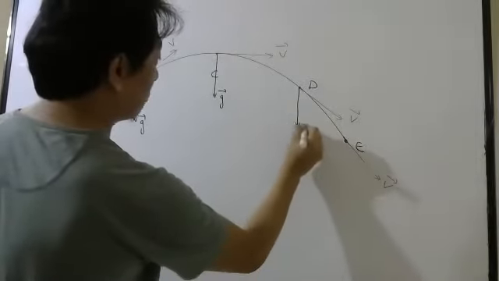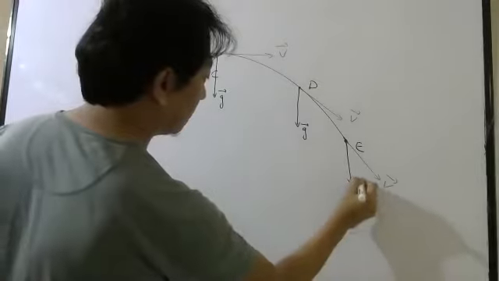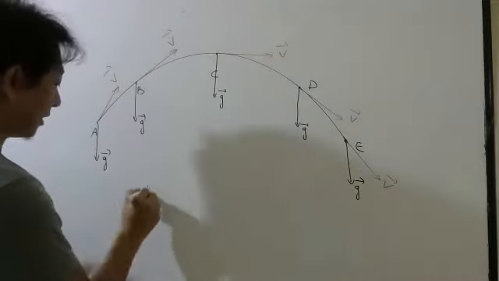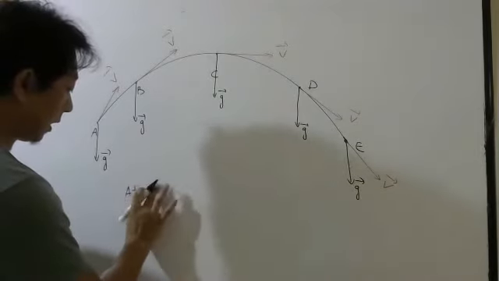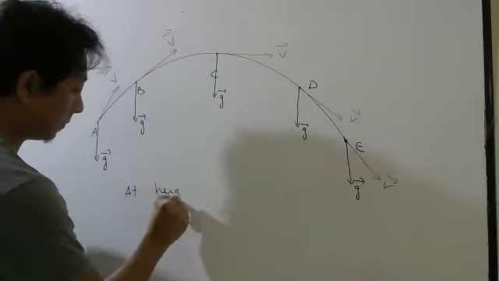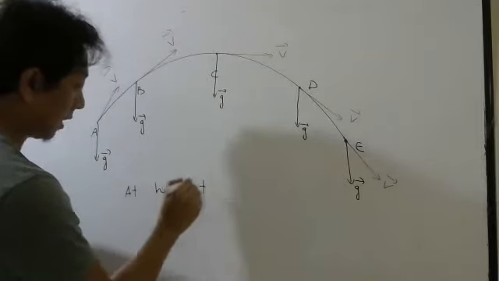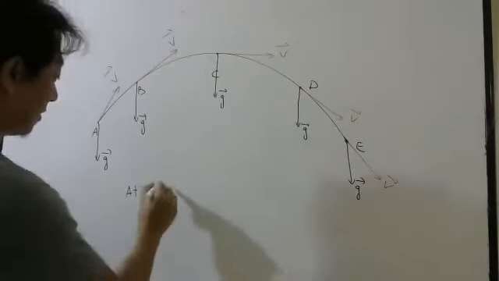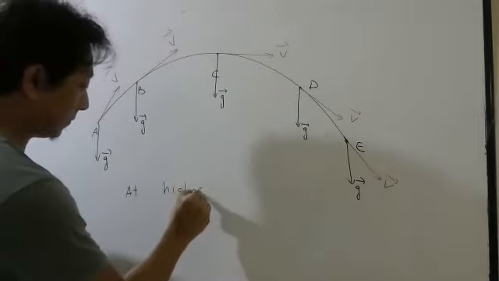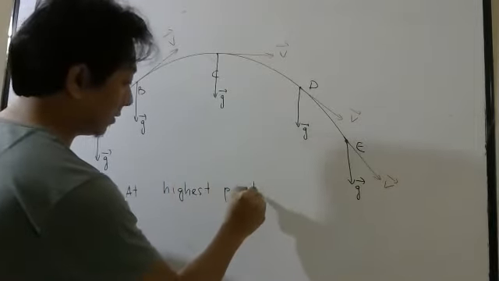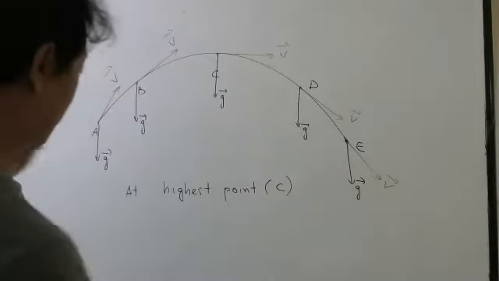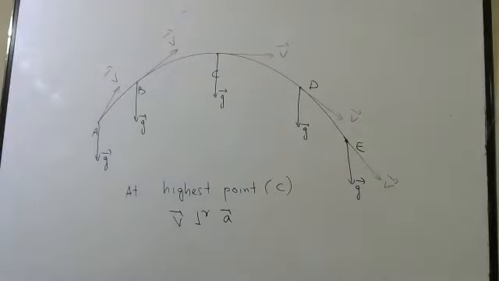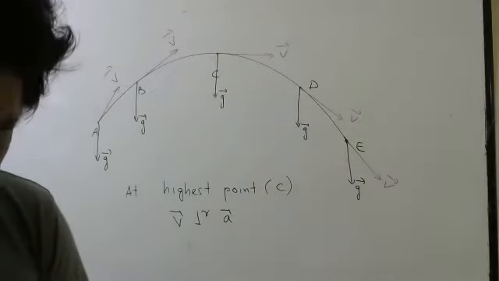So can you see at which point it is perpendicular? At which point? See, but in exam, how will you write? In exam, you will write highest point. At highest point, which is C in my example, velocity vector is perpendicular to acceleration vector. Okay, so this is done.